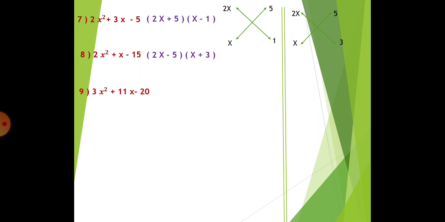3x power 2 plus 11x minus 20. We factorize 3x and x, and 20 as 2 times 10 or 4 times 5. We want the difference between extremes and means to equal 11. 3x times 5 is 15x, 4 times x is 4x, 15 minus 4 equals 11. We can write (3x minus 4)(x plus 5).